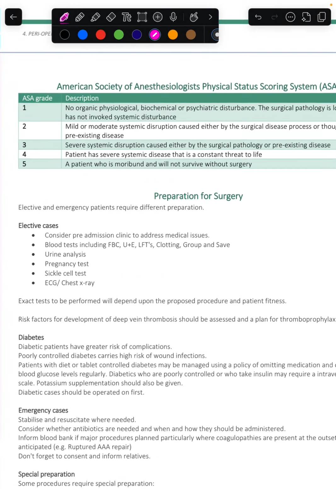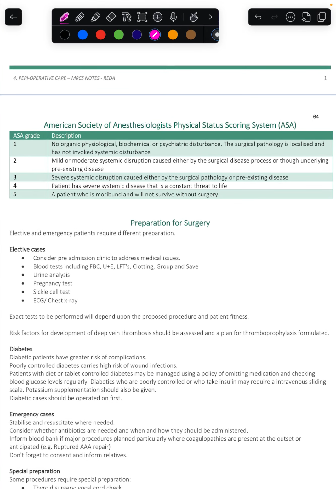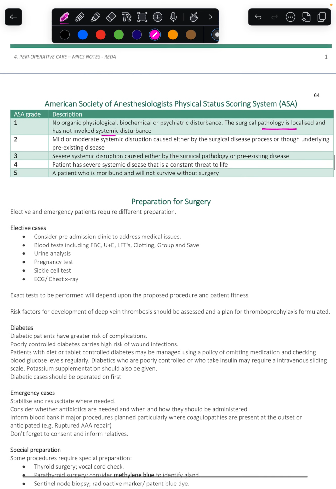Grade 1 is no abnormality, no pathology in the person, perfectly fit, and whatever surgery you are going to do is localized. An example is excision of a lipoma, or inguinal hernia surgery. So it doesn't involve any systemic disturbance. It is grade 1. Grade 2 is where there may be mild systemic disruption like diabetes, hypertension or something, but which is controlled.